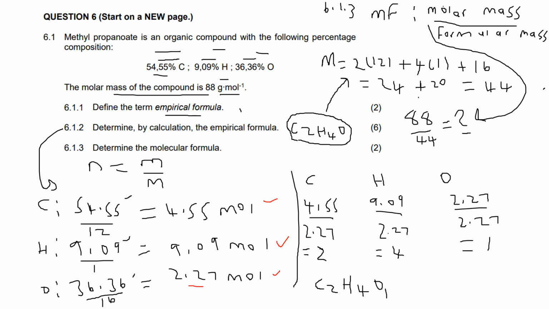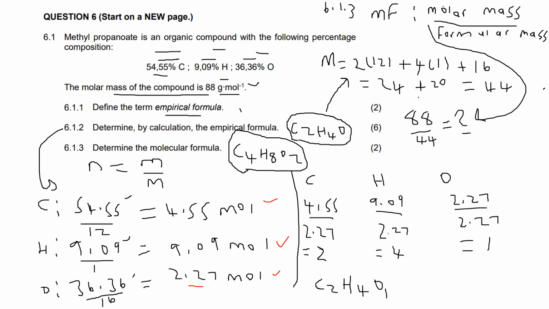So it will be C2 times 2, which will come back as C4. Then H4 times 2 will come back as H8. That will be our molecular formula. And then it will be O1 multiplied by 2, which will come back as O2, because 2 times 1 will be 2. So this will be your molecular formula of the compound, C4H8O2.